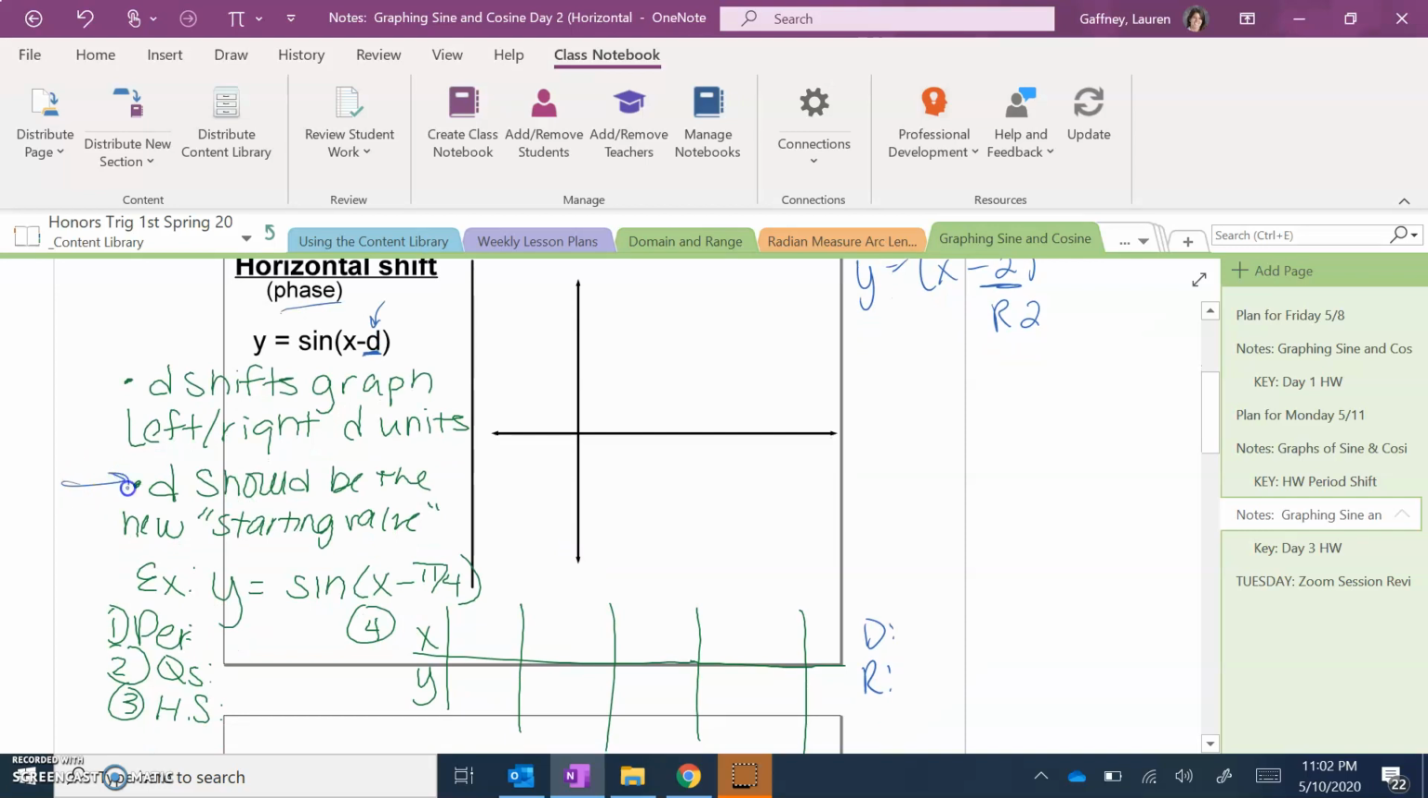Now, this is key right here. That d value should be our new starting value. Before, we always started our chart at 0. Okay? That value is going to be our new starting value. So let's take a look at an example here.